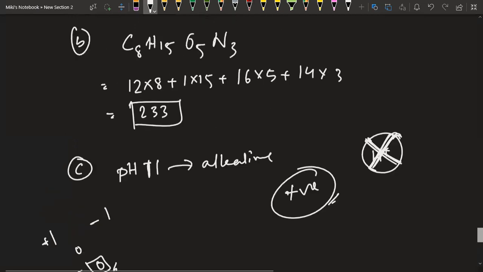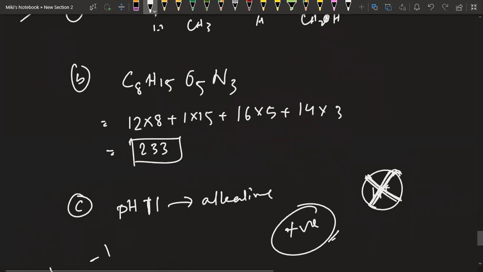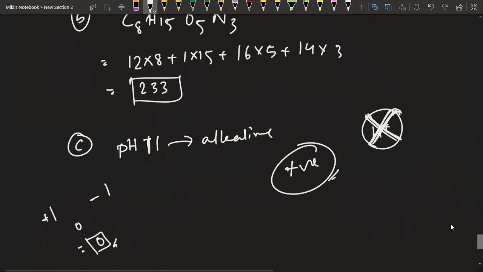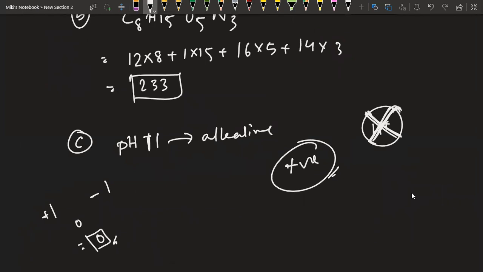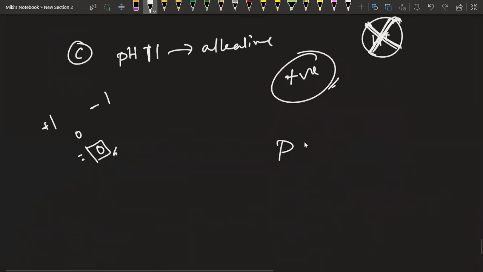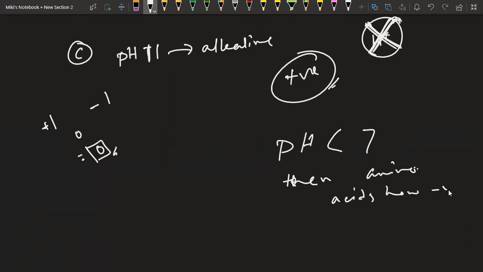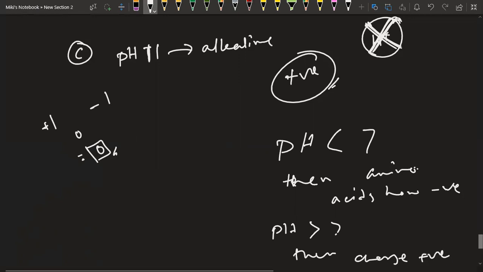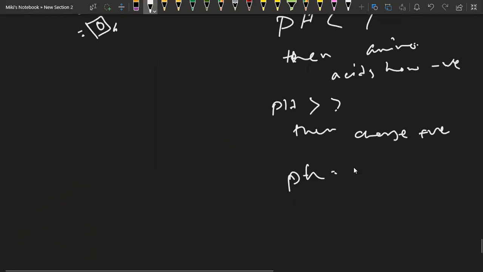But here, on one side, PQRS all traveled. That means there is a specific charge, but what should it be? Since pH is 11, the amino acid should show a positive charge. Sorry, if pH is less than 7, then amino acids show a minus charge. If pH is greater than 7, then the charge is positive. Towards alkali it is positive. And at pH 7, adding up all the overall charges of each of the ions, the overall charge should be 0.